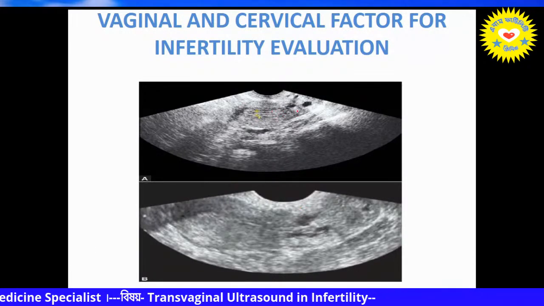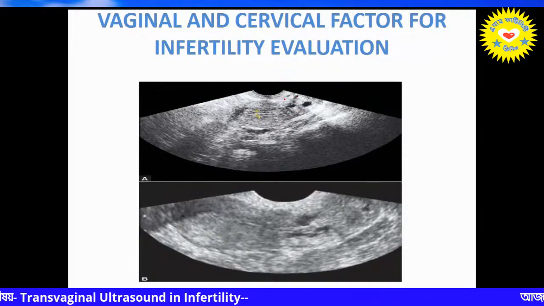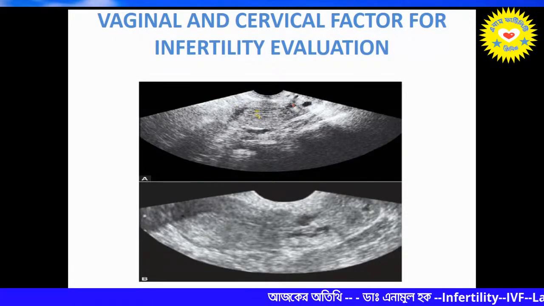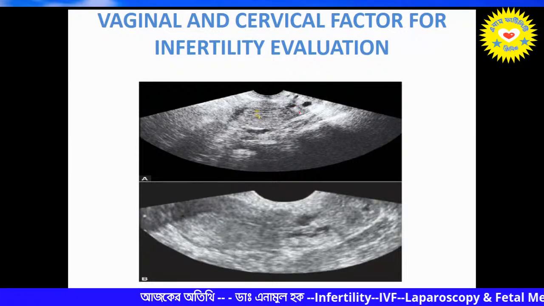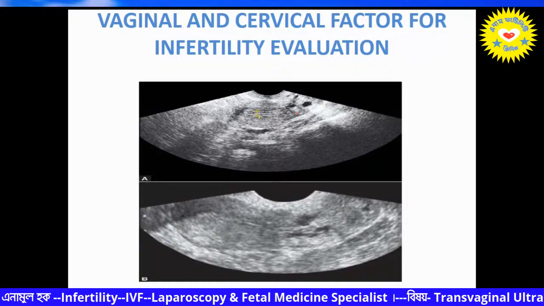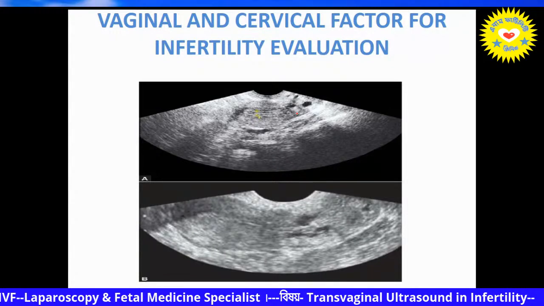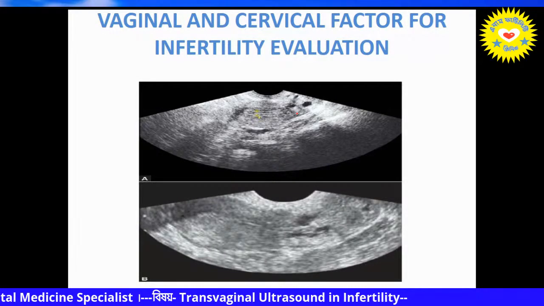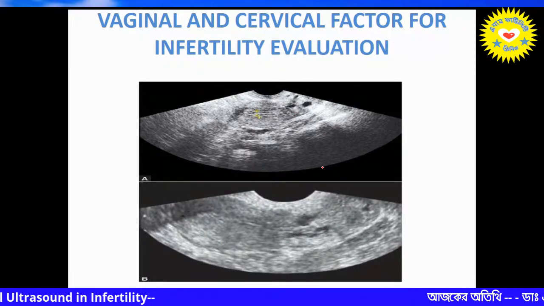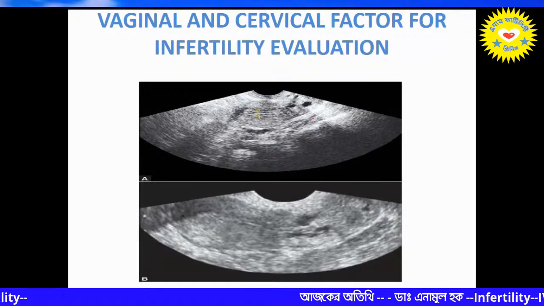this is the uterus in a sagittal section. You are seeing multiple anechoic structures within the cervix. These are Nabothian follicles. As you know, Nabothian follicles form with chronic cervicitis, and chronic cervicitis is ultimately also a cause of infertility. That you can easily identify with transvaginal sonography.